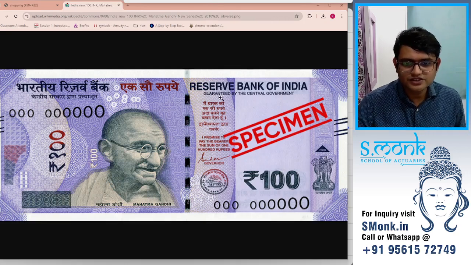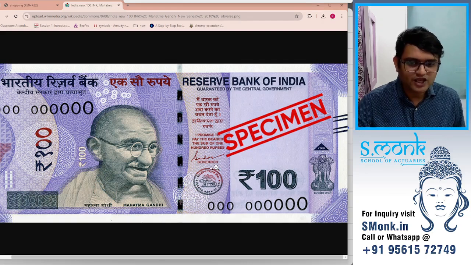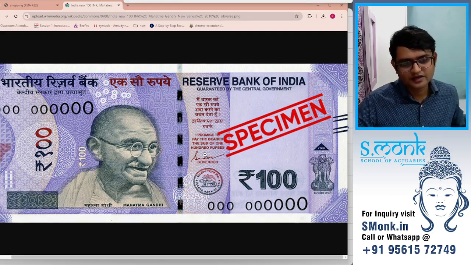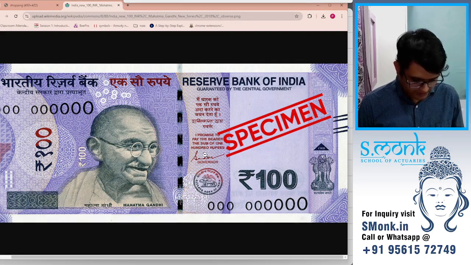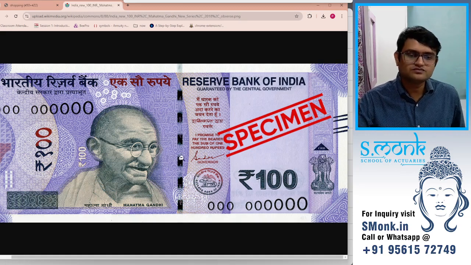Okay, now you can see, I hope you can read what is written here. It says, I promise to pay the bearer the sum of 100 rupees, and there's a sign of the governor of RBI, Reserve Bank of India, right? So the governor is promising us, whoever is holding this note, a sum of 100 rupees.